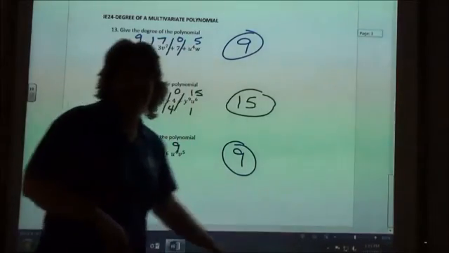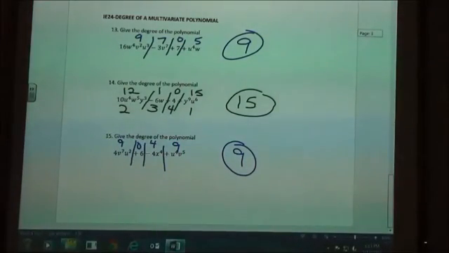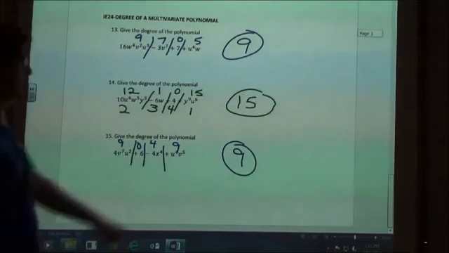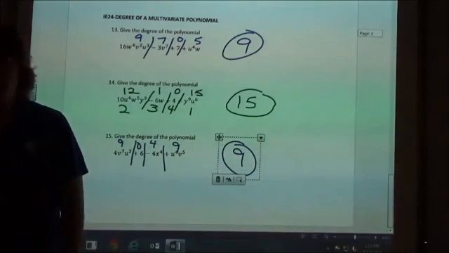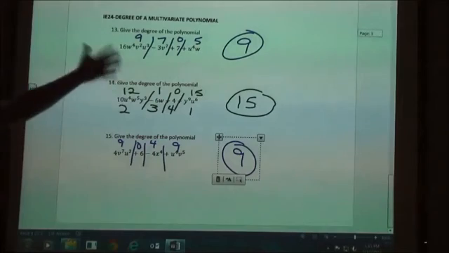When you do this on Alex, do you have to put like what the number is, or do you just write the 9? You just put the 9 in on this one. They're just asking what is the degree, so you just put the answer in.